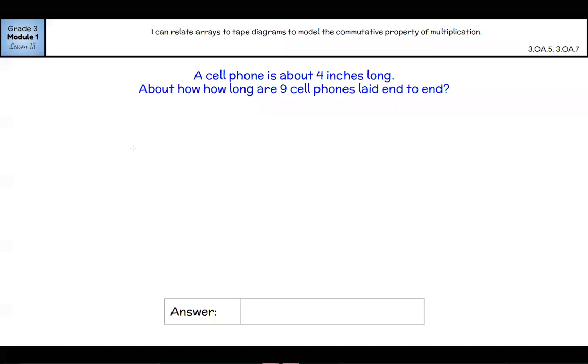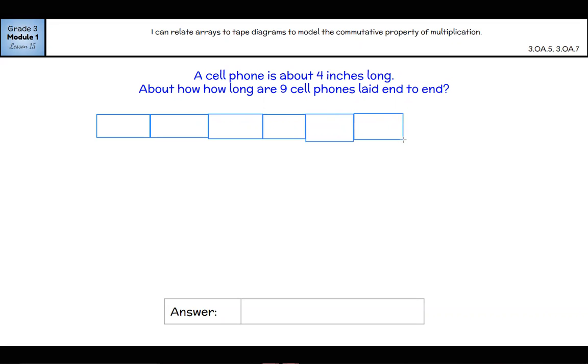You can use any tools that you have on your computer, or if you're doing this on a whiteboard, you could do this too. So the cell phone is about 4 inches long, right? So each of these would be 4 inches long, but there are 9 of them end to end. So let's draw the 9. This is 1, 2, 3, 4, 5, 6, 7, 8, 9. And I'm going to double check.